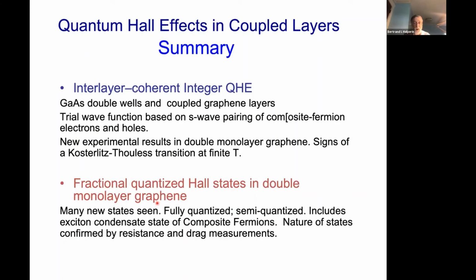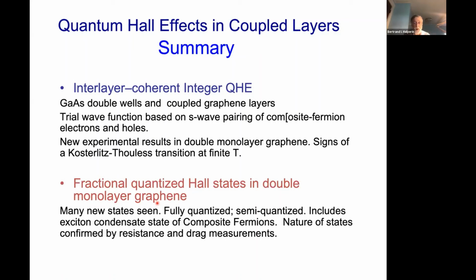And so in summary, quantum Hall effects in coupled layers: we can look at the integer coherent state where we've talked about double wells for gallium arsenide and coupled graphene layers.